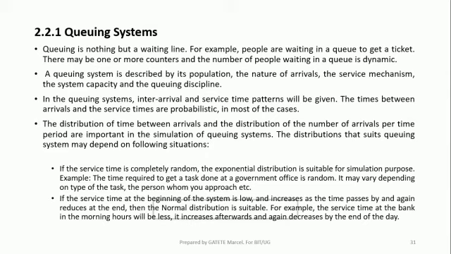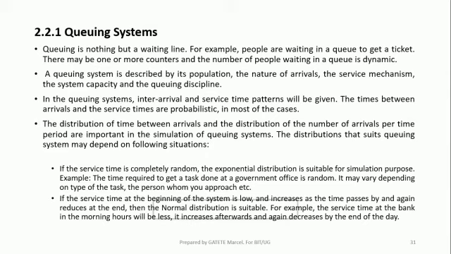Here there may be one or more counters, and the number of people waiting in a queue is dynamic. It means it is changing because some people are entering the queue and others are quitting, so the number of people in the queue will be changing. It will be dynamic. So a queuing system will be described by what? The population, which means the number of people in the queue. The nature of arrival: people can come randomly.